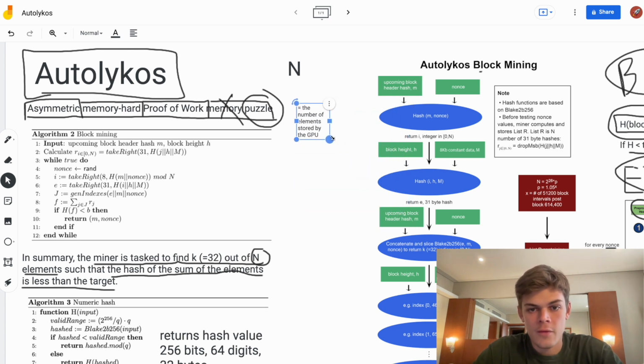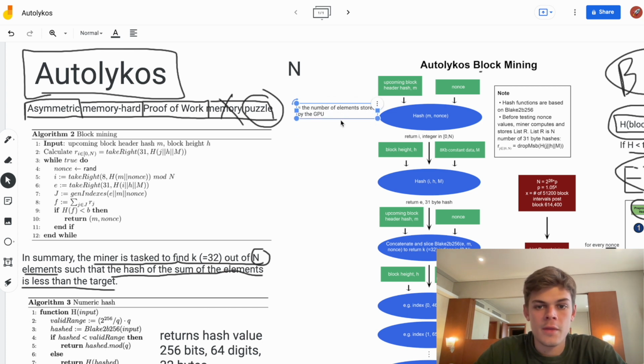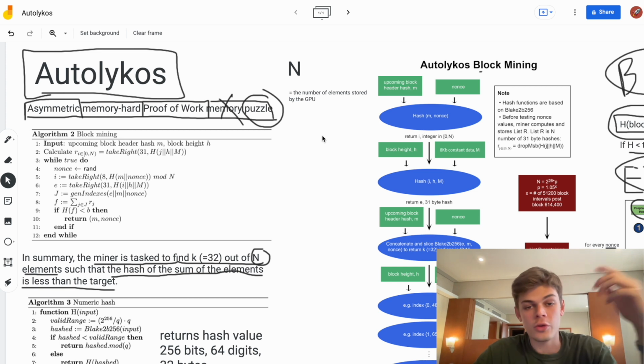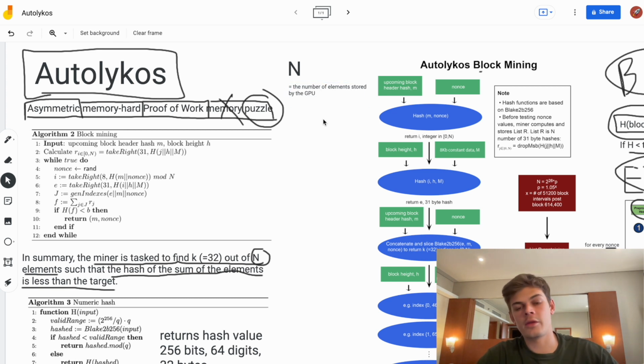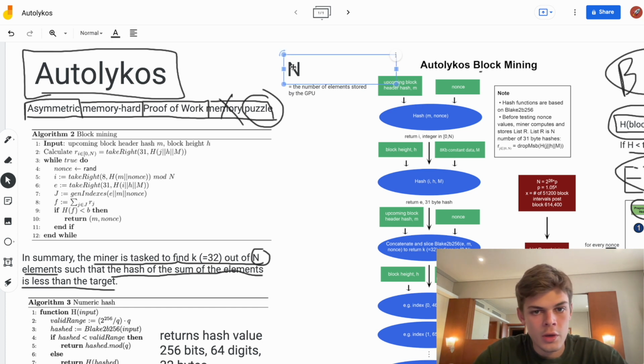What does that mean? If n is equal to 1,000,000, then the GPU has to store 1,000,000 pieces of data that are utilized in the proof of work algorithm, right? Say if n is 10,000,000, then the GPU stores 10,000,000 pieces of data. So you might be asking, what are those pieces of data? If n is equal to 10,000,000, what are the 10,000,000 pieces of data that we're going to store? So let's get into that.